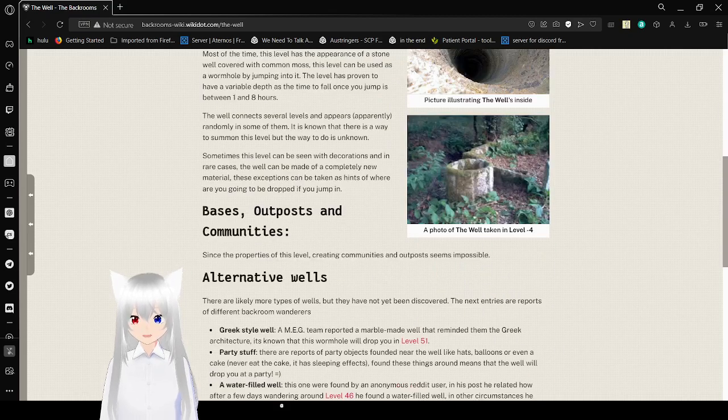The well connects several levels and appears apparently randomly in some of them. It is unknown if there is a way to summon this level. Sometimes the level can be seen with decorations, and in rare cases, the well can be made of a completely new material. These exceptions can be taken as hints of where you are going to end up if you jump in.